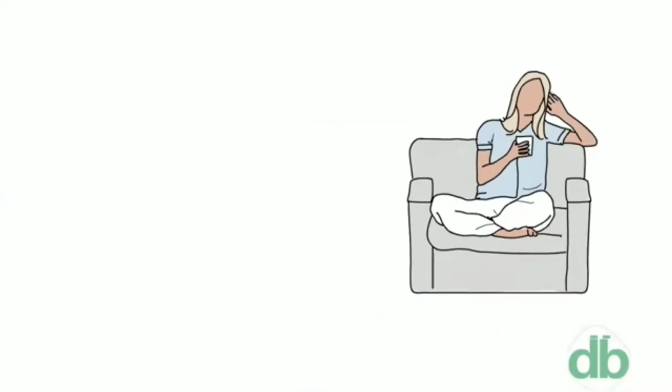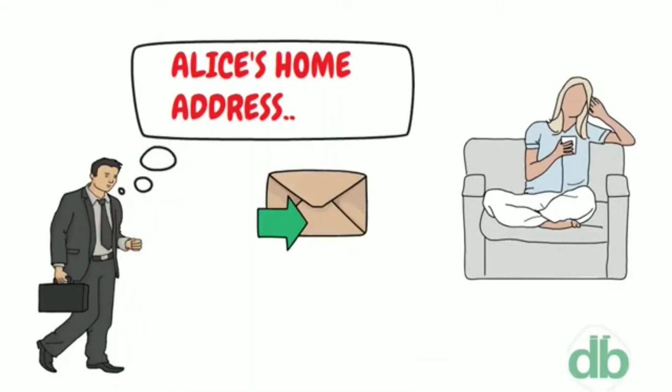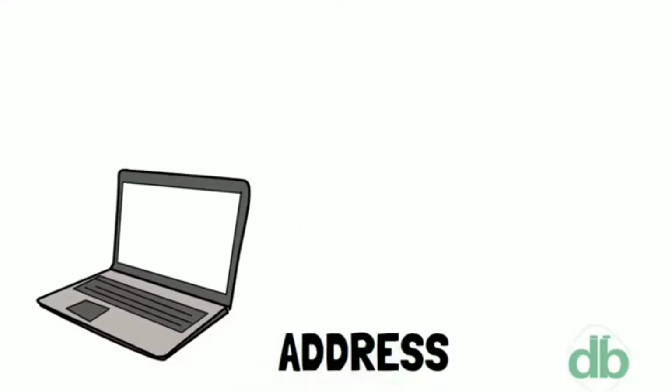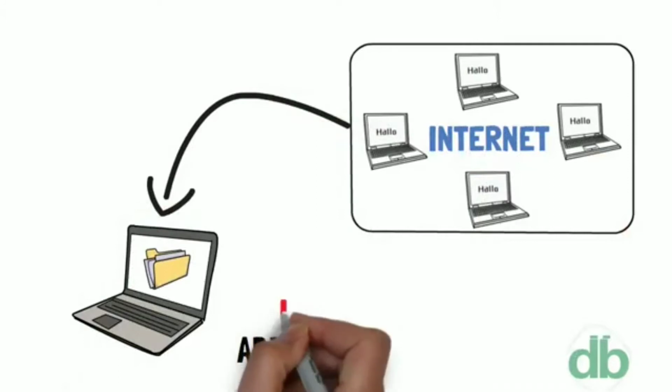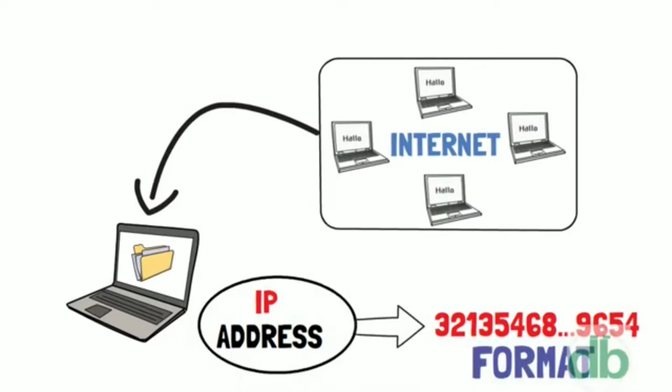Let us understand with another example. Like if someone wants to send you a mail, then he should have your home address. Similarly, your computer also needs an address so that computers on the internet can send you a file that you want to download. That address is called IP, which is nothing but a bunch of numbers written in a certain format.